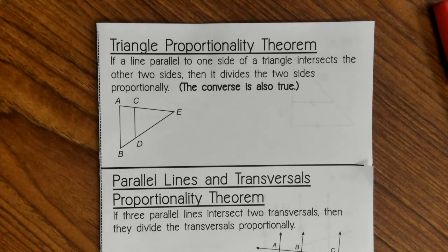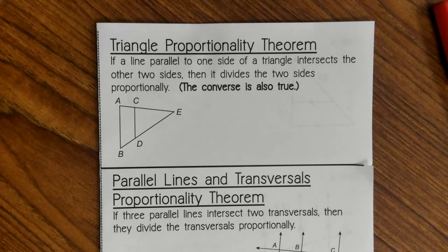Alright guys, for notes 4a.5, we are actually going to learn 3 things. A couple of them we've kind of seen before. The first one we're going to talk about is your triangle proportionality theorem. There are no blanks to fill in here, but it says if a line parallel to one side of a triangle intersects other 2 sides, then it divides the 2 sides proportionally, and the converse is true.